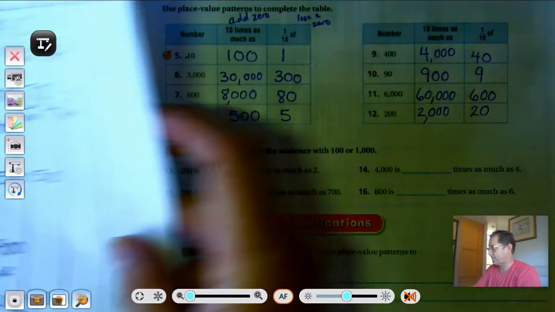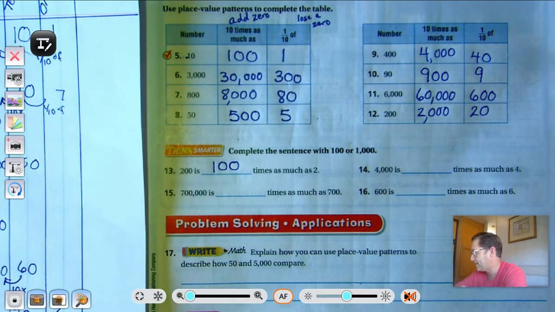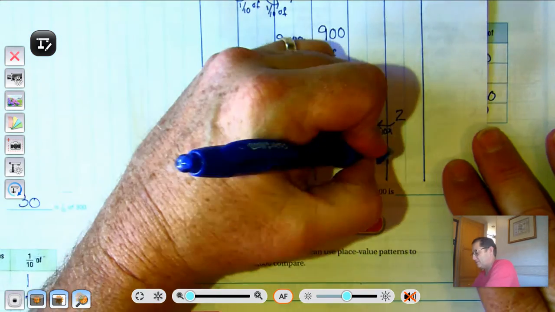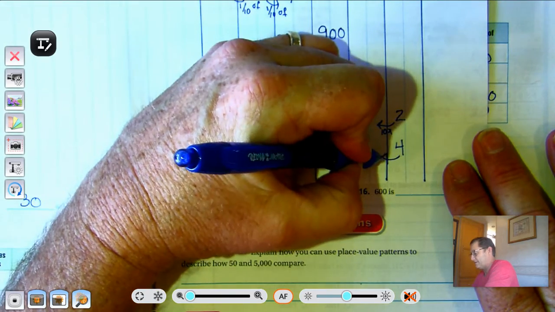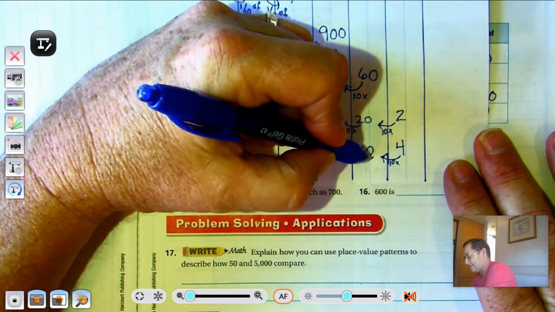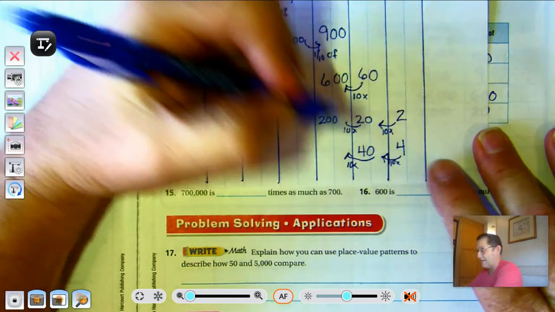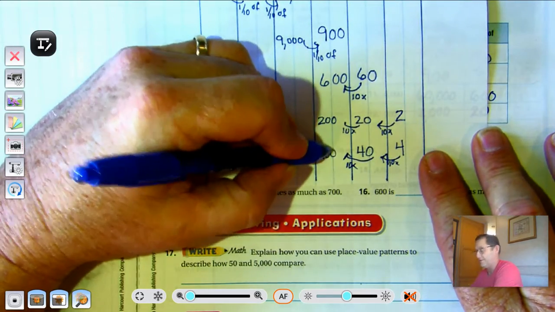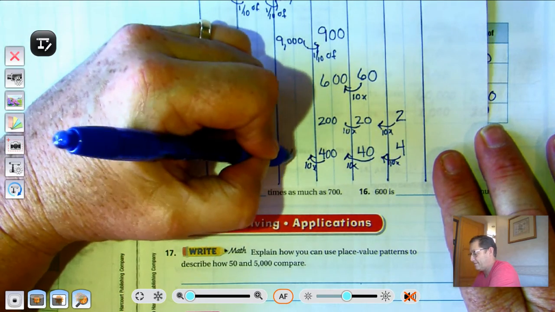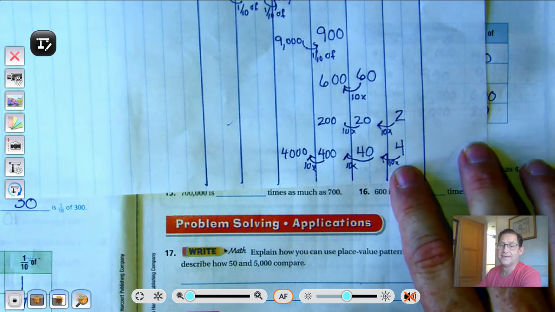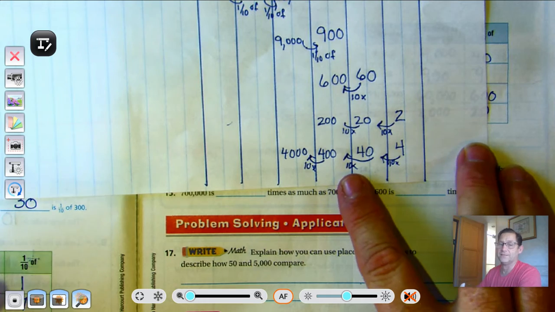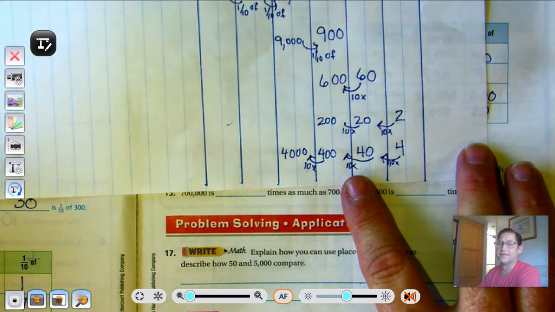Okay, 14. 4,000 is how many times as much as 4? Okay, same idea. So we start at 4. If I just did 10 times as much, I'd be at 40. If I did another 10, which would be 100 times greater than 4, I'd be at 400. If I do another 10 times as great, I'd be at 4,000. 10 times 10 is 100. 100 times 10 is 1,000. So 4,000 is 1,000 times greater than 4.